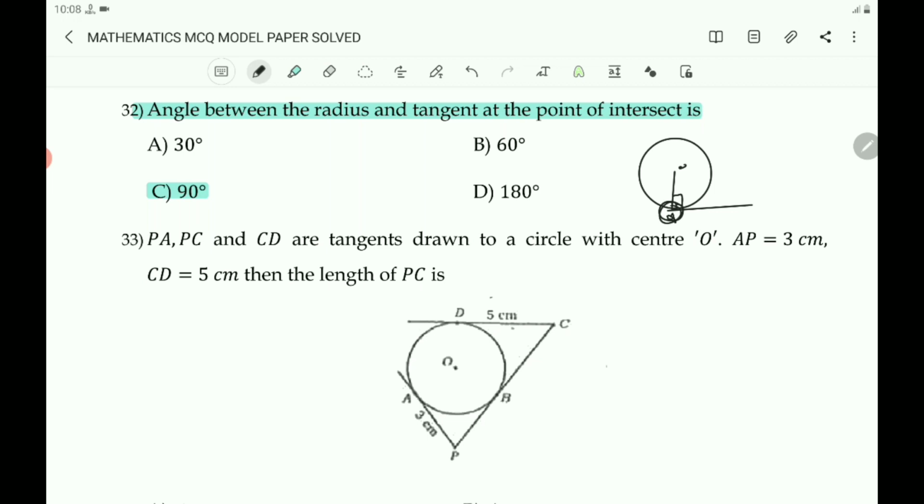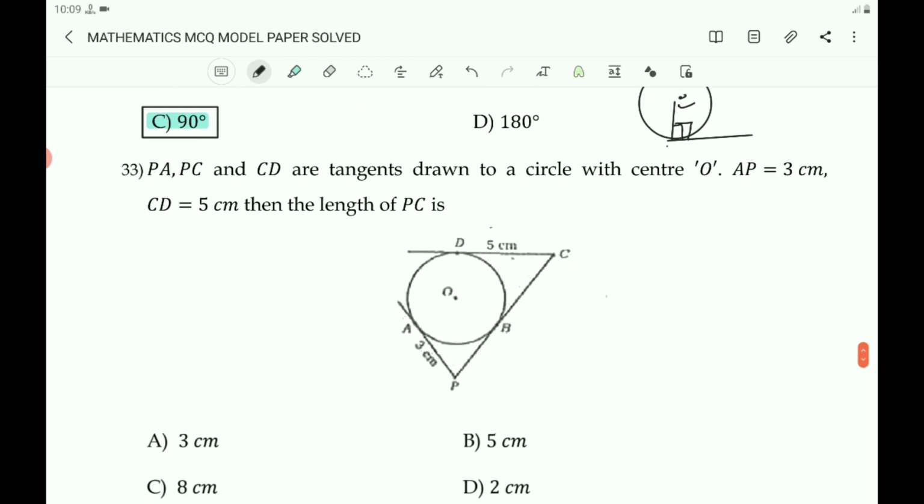This is the point of contact, and this is the radius at the point of contact. Radius and tangent at the point of intersect. Here, this is the point at which the radius and the tangent intersect. So, it is a basic concept in that chapter. So, what is that angle? Angle 90 degree. It is a direct question. Angle between the tangent and the radius at the point of intersect or contact is 90 degree.